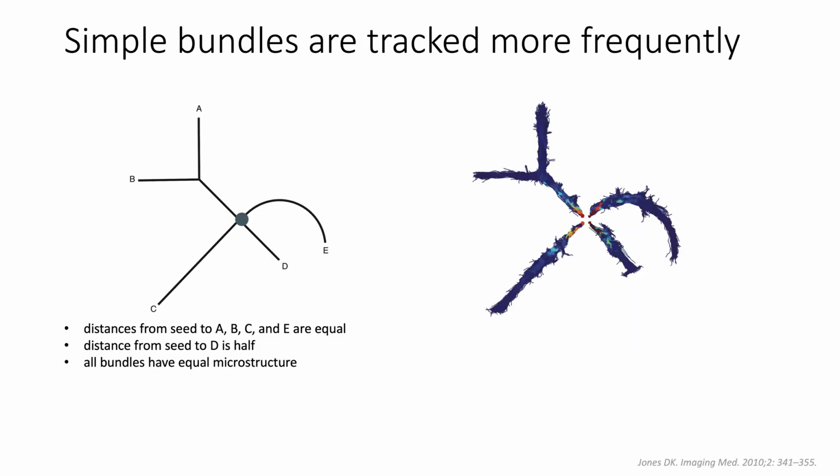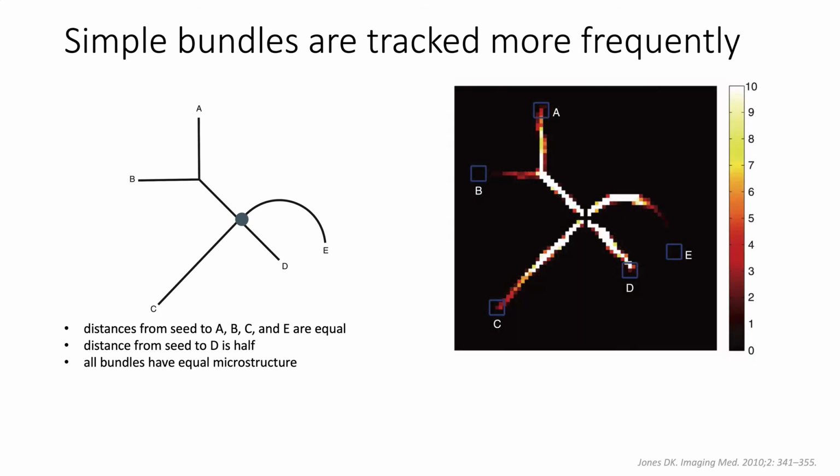A first issue with quantification is that fiber tracking tends to favor bundles that are short and simple over those that are long and complex. This is demonstrated clearly by this nifty simulation by Derek Jones. So he performed probabilistic fiber tracking from a single seed point along trajectories of varying lengths and complexities, but with essentially the same microstructural properties. And then he looked at visitation counts along each trajectory.